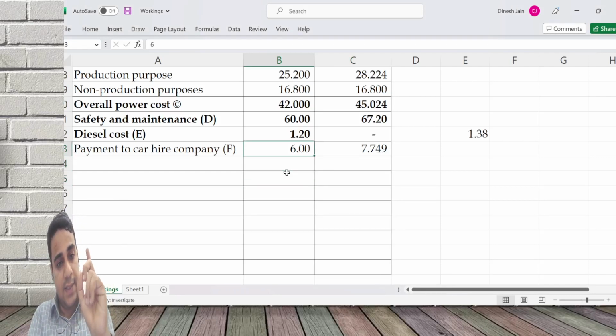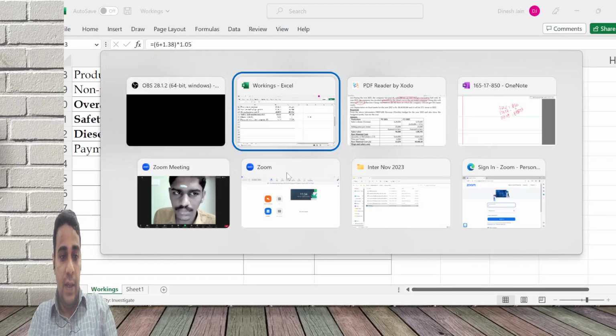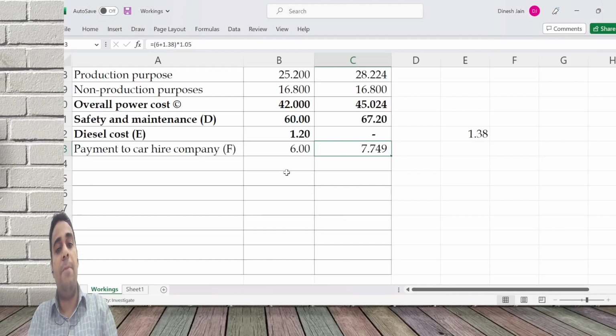Diesel cost last year 1.2. This year would have been 1.38. Car hire last year 6. This year would have been 6 if I had incurred it. What I did is I am reimbursing, because of which extra 5% has gone in the reimbursement process.